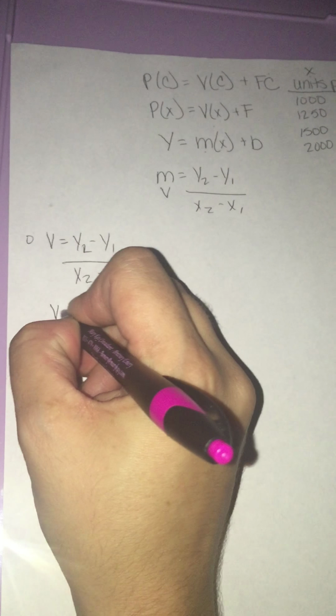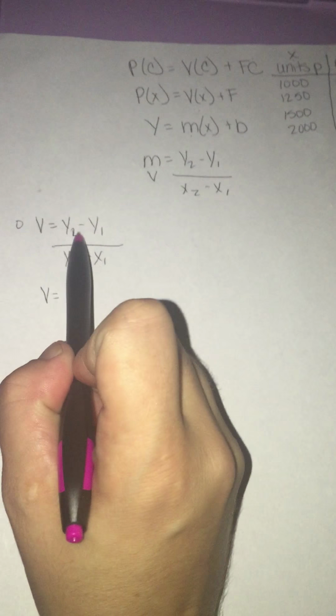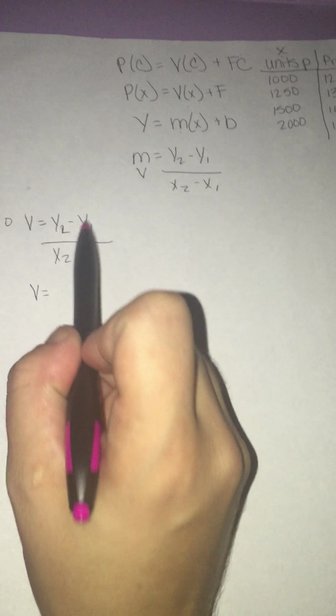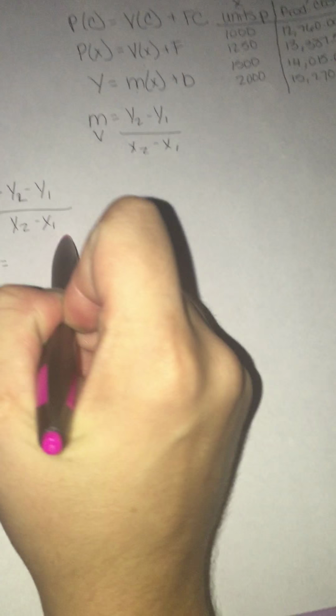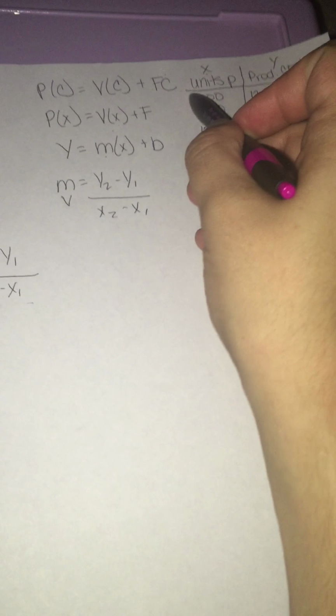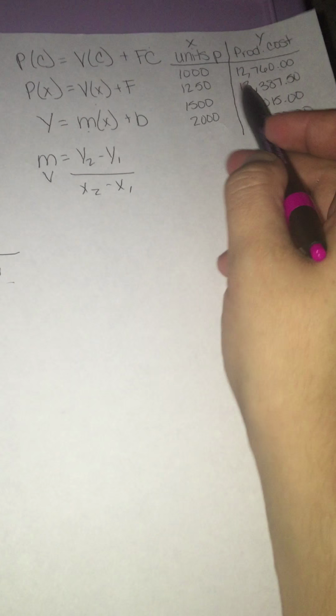Now you can pick any of these points for x sub 2 and x sub 1, or y sub 2 and y sub 1, okay? But they have to be corresponding. So what I usually do is I use the lowest numbers. So then we're going to plug these into this formula, and I'm going to use these two.